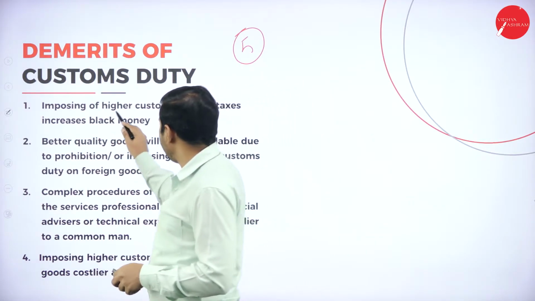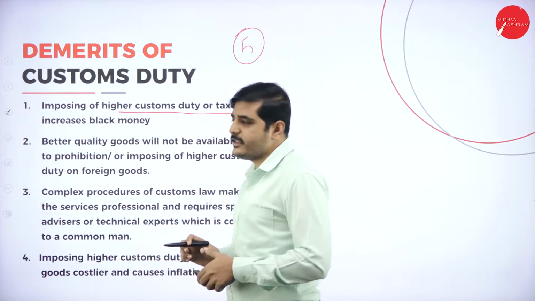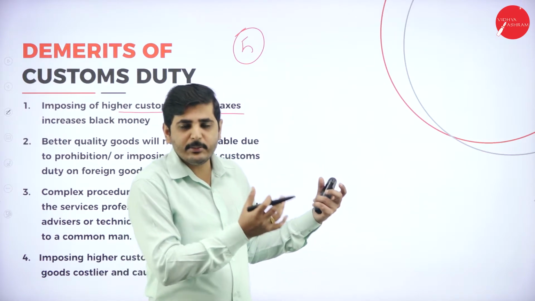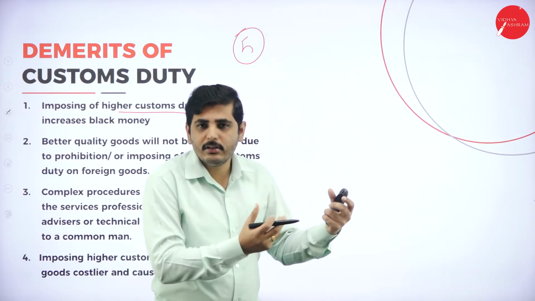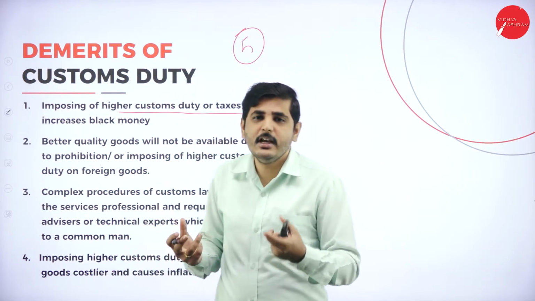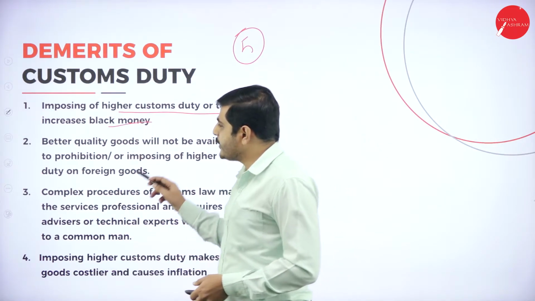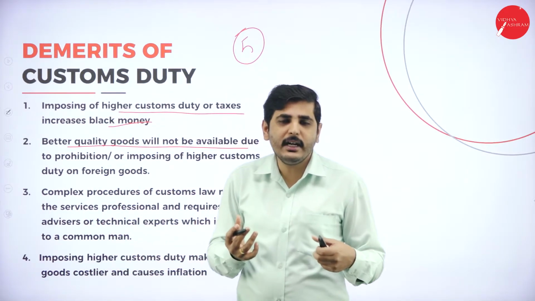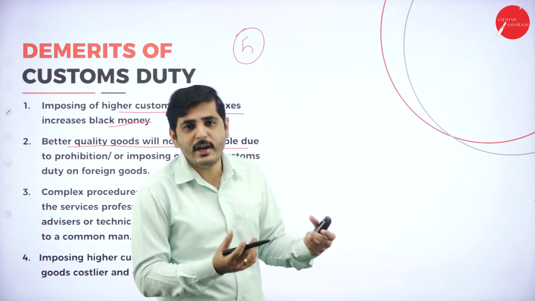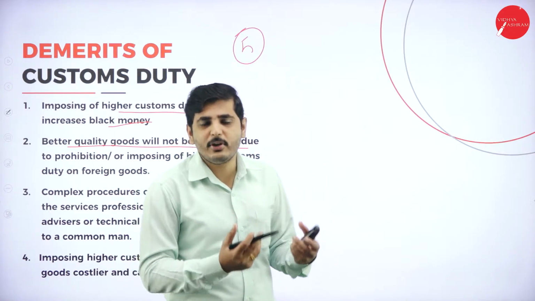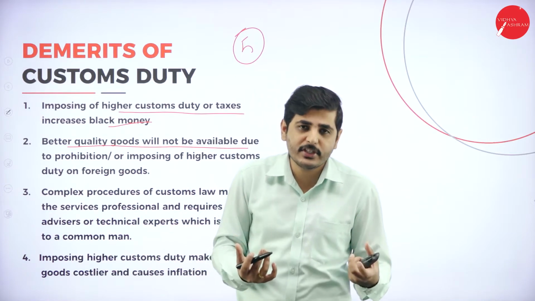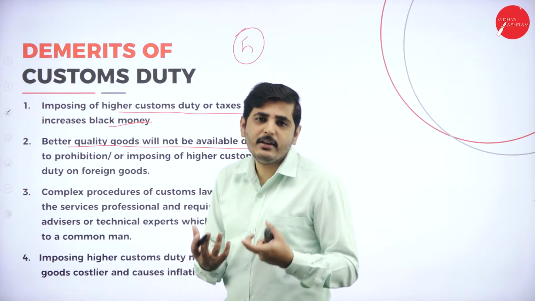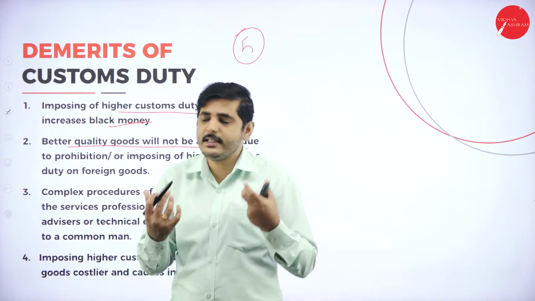Okay, so imposing heavy or higher custom duty taxes increases black money. When the tax is more, the customers or the dealers will bring the goods through illegal means. So it leads to an increase in black money. Next one, better quality goods will not be available to our customers. Even though customers could get higher quality goods at a cheaper cost, because of heavy custom duty, customers have to bear more, or pay a higher amount than the actual price.